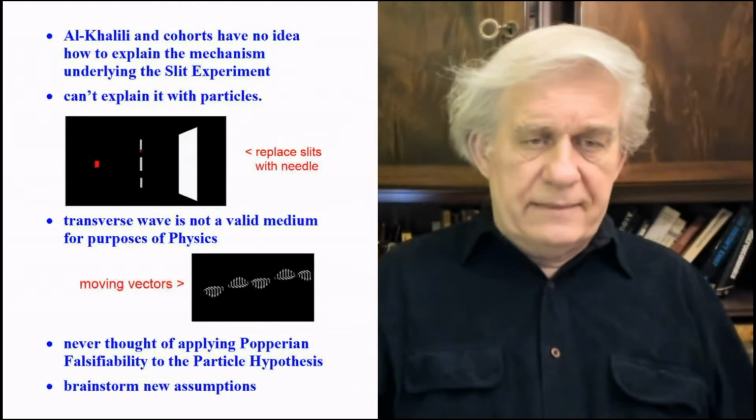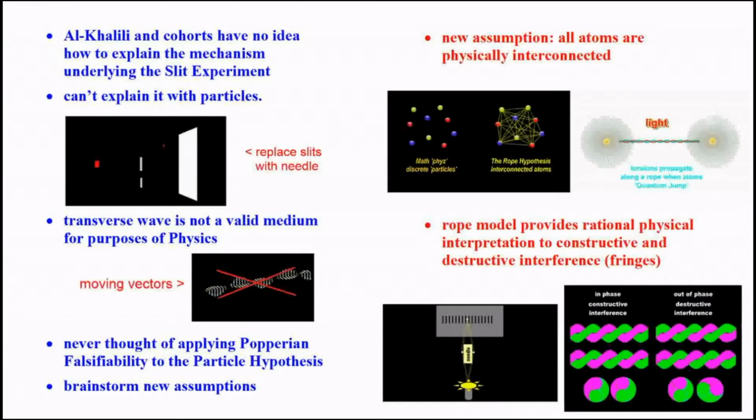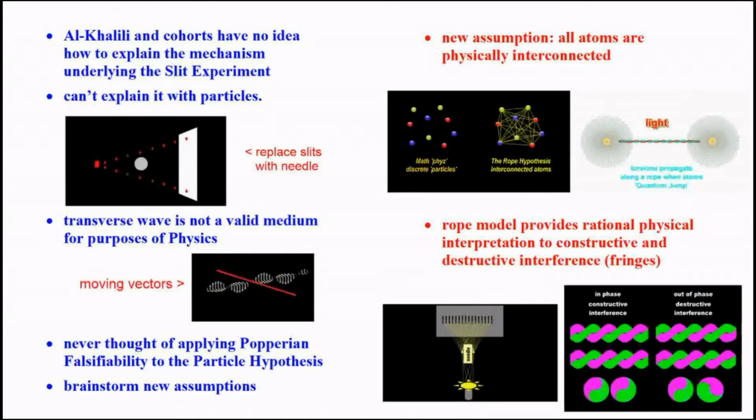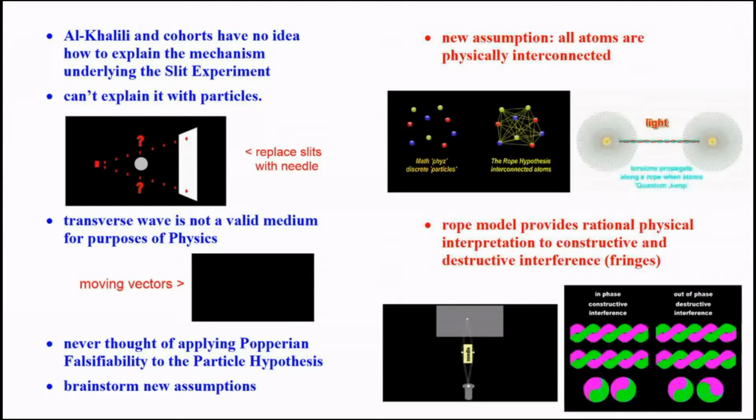Okay, so under the rope model, we have no problem with the slit experiment. We just make a new assumption. The assumption is that all atoms are physically interconnected. Okay, there you see the model. Two atoms are doing their quantum jump, tied by what we call the electromagnetic rope.